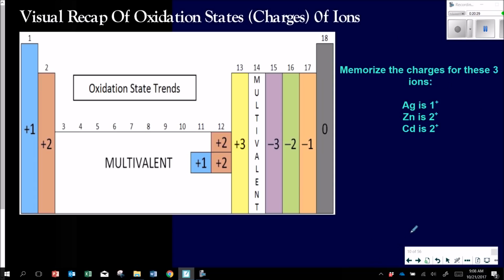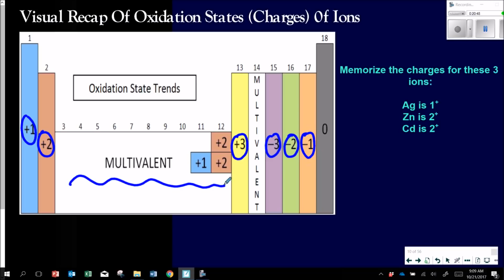Here is a good visual recap of oxidation states or charges of ions. So group 1 is +1, group 2 we have +2, group 13 is +3, 15 is -3, then -2, -1. Then we have our multivalent area over here and over here in group 14. And finally, we have zinc, cadmium, and silver, which you have to memorize, are monovalent.